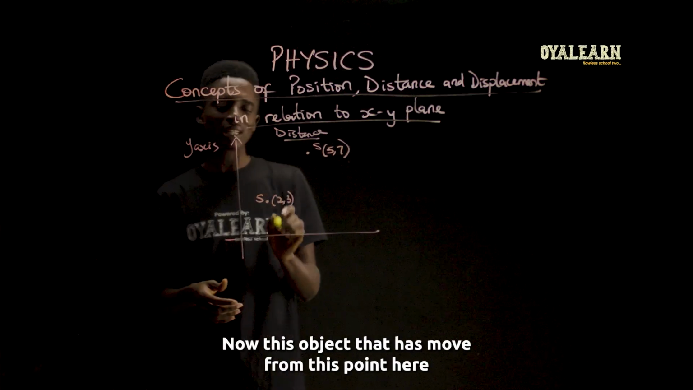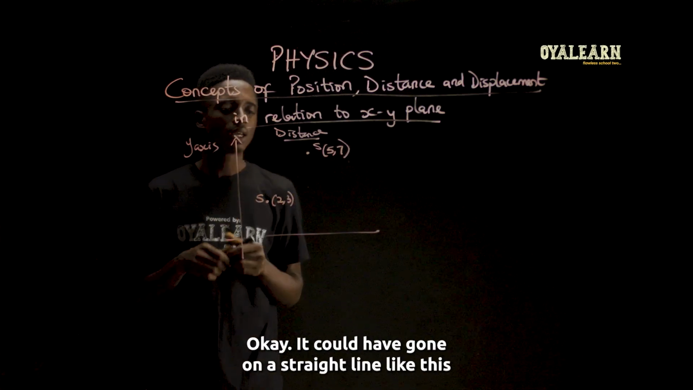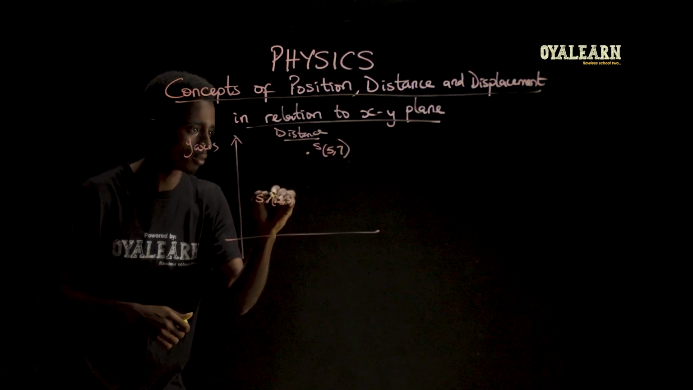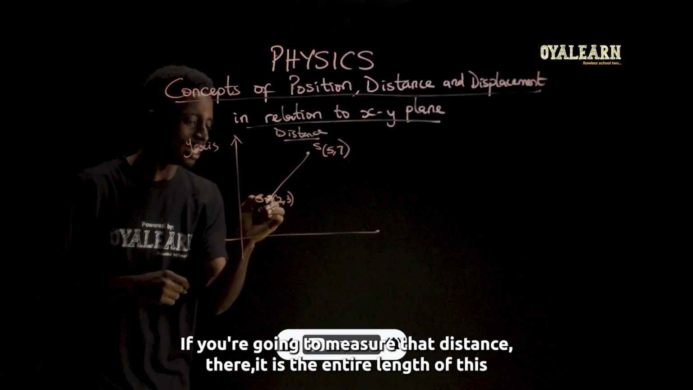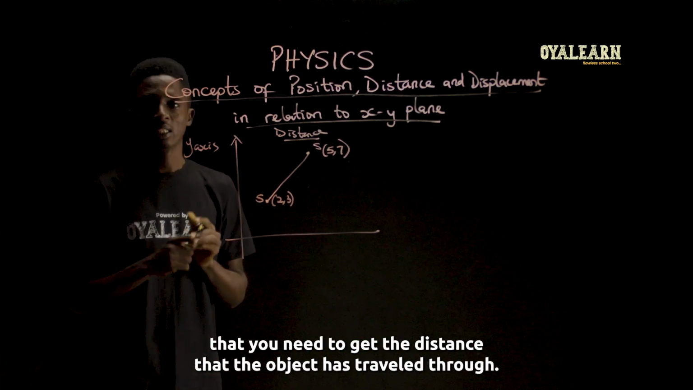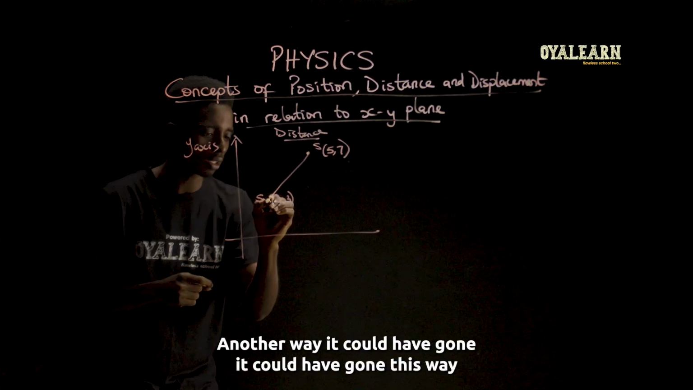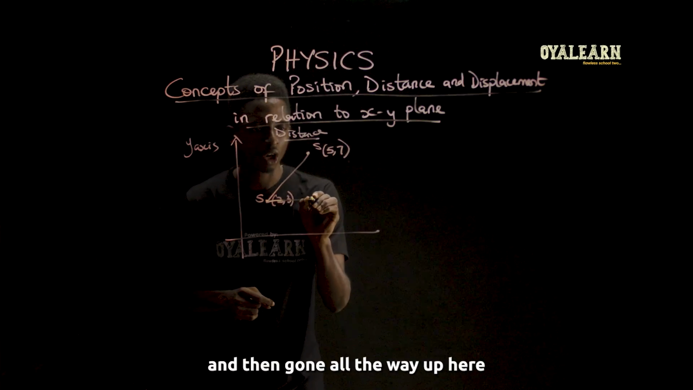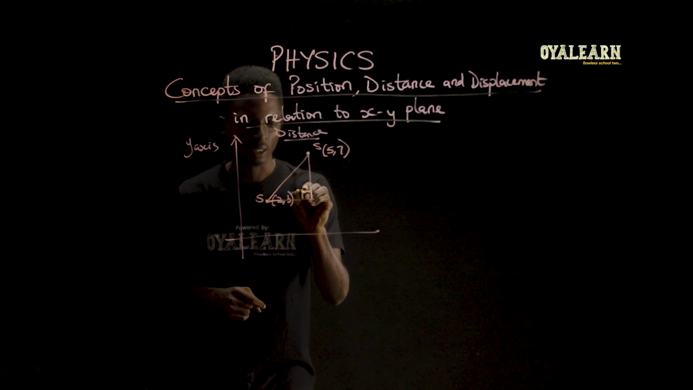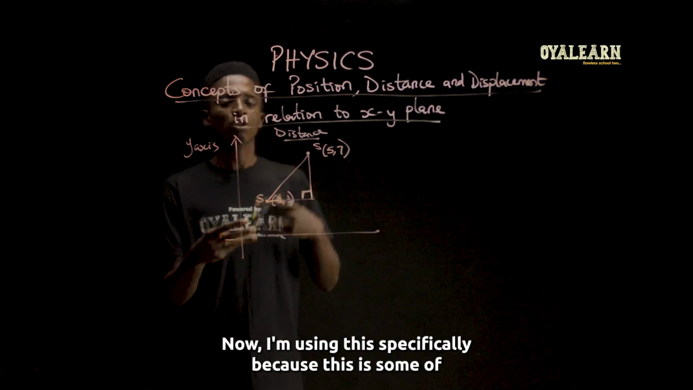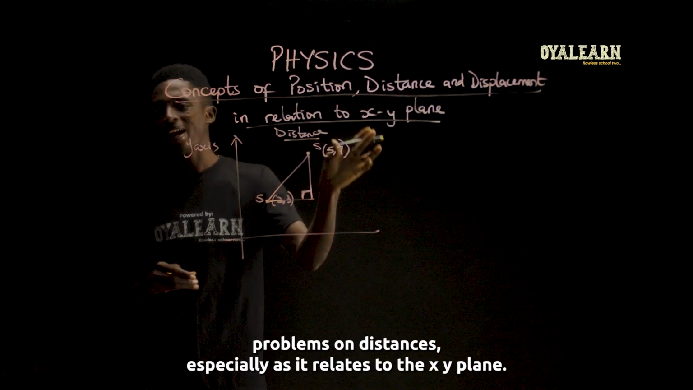Now, this object that has moved from this point here to this point could have gone in different path lengths. Okay? It could have gone on a straight line like this from this point to this point. If you're going to measure that distance, it is the entire length of this that you need to get the distance that the object has traveled through. Another way it could have gone is it could have gone this way and then gone all the way up here, where what we have here is a right angle. Now, I'm using this specifically because this is the kind of question you're going to find when you're solving problems on distances, especially as it relates to the XY plane.